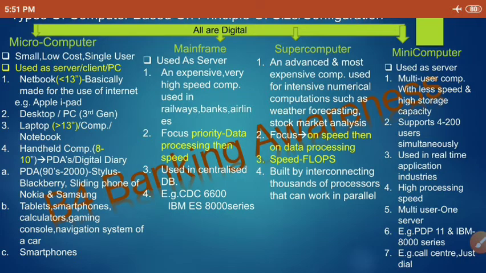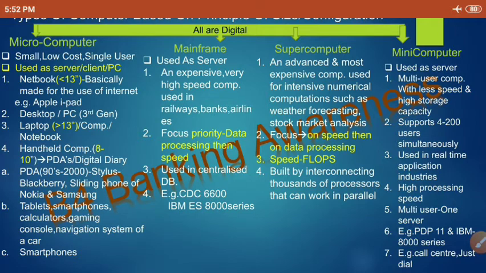Handheld computers are also divided into different types such as PDAs, that is personal digital assistants, or we can say digital diary. PDAs were from the 90s to 2000 and stylus were used in these PDAs. BlackBerry mobiles or sliding phones of Nokia and Samsung were PDAs. Next types are tablets and smartphones, calculators, gaming console, navigation system of a car and smartphone.